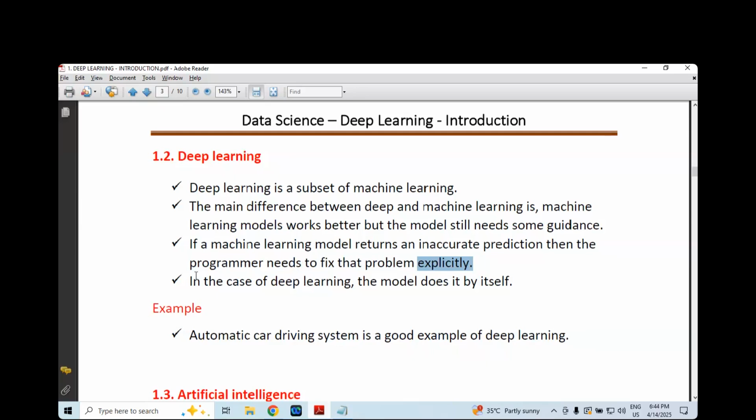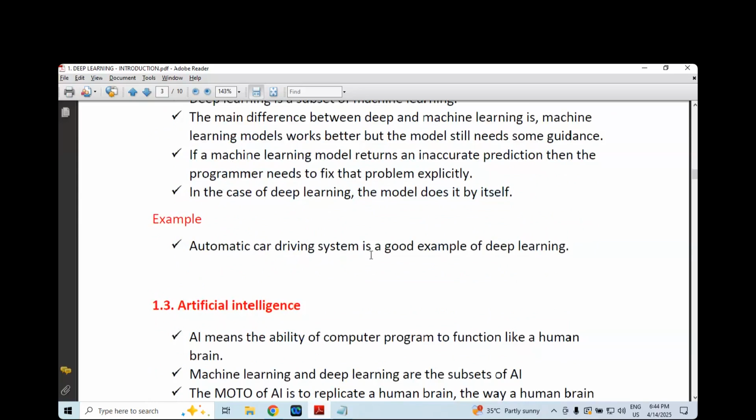Yeah, very good. In the case of deep learning, the model does it by itself actually. It's really very good. The automatic car driving system is a good example of deep learning.